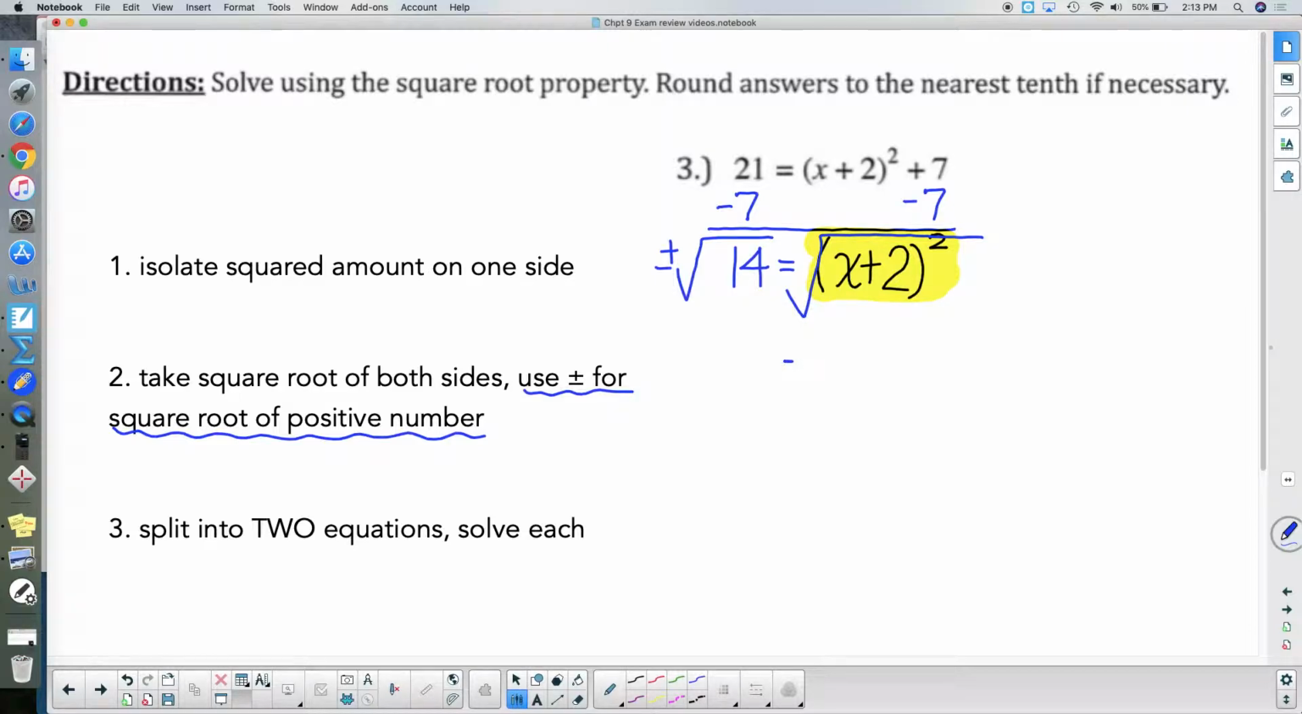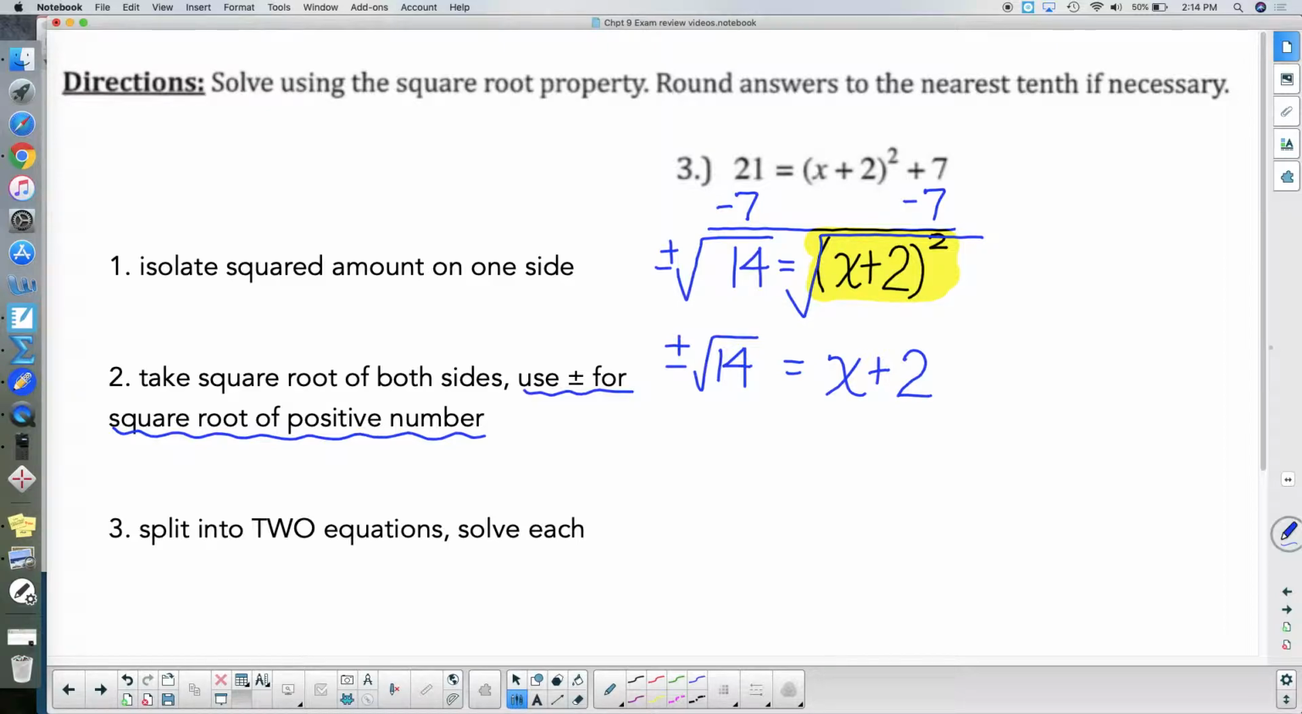So on the highlighted side, the x plus 2 quantity squared side, the square root and the square undo each other, and we are just left with x plus 2. They are inverses of each other. When we go to take the square root of 14, I'm going to put plus or minus square root of 14 here. It's a value that's not rational. It's a decimal value that we'll round off in a second.